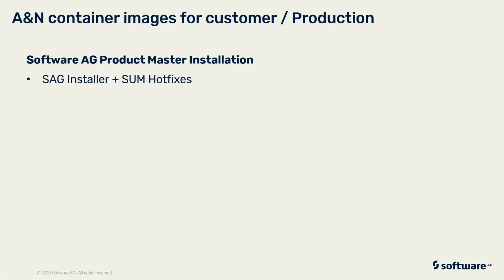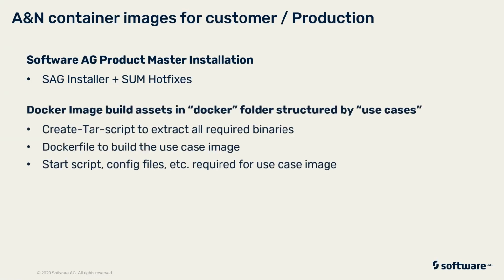You can take a new machine, but you could even go with an existing development machine on Linux that you have, just create a dedicated folder and install into it. And you can use this folder with the products just for containerization. And what did we provide? We have provided assets to build the Docker images that we have structured by use cases.